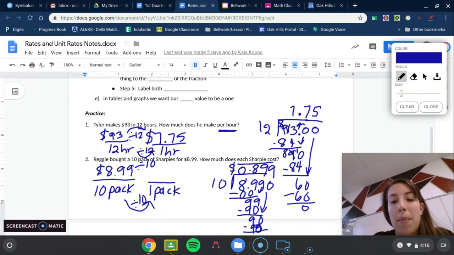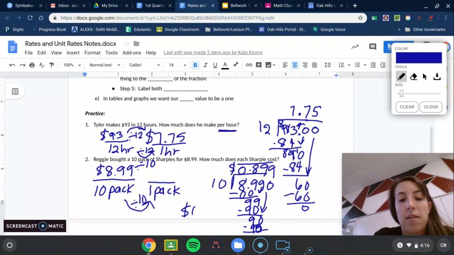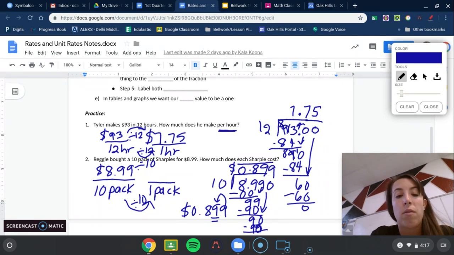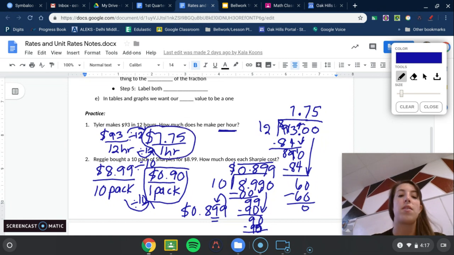But we're talking about money here, so I actually have to round it to the nearest cent. So this is where I'm going to take my 0.899. My nearest cent is my first 9, so this 9 tells my cent 9 to bump up. So I'm actually going to round it for you and say that it is 90 cents for one pack, just like it was $7.75 for 1 hour.